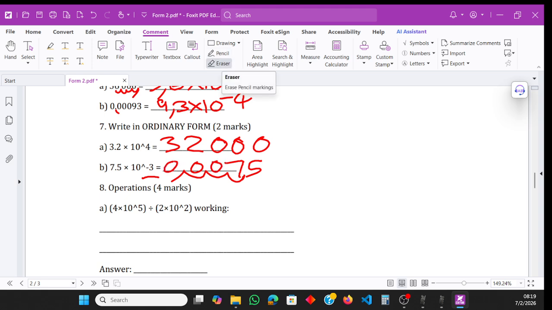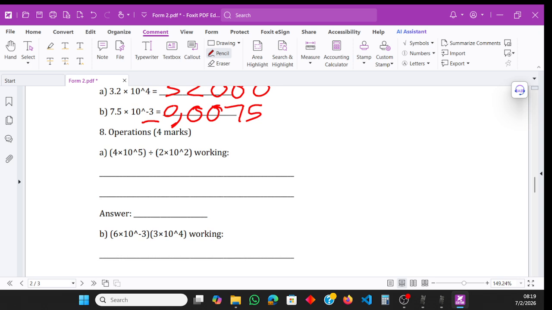Then I need my eraser because this process, like I said, has to be done in pencil, so that once we are done and pick the correct position, we remove the pencil. So I can put zeros here. That's my comma.